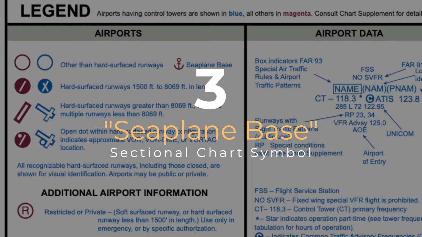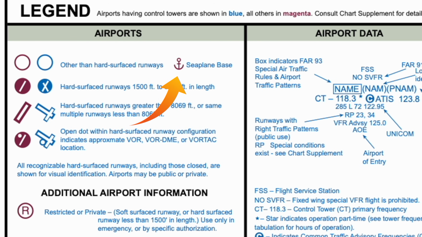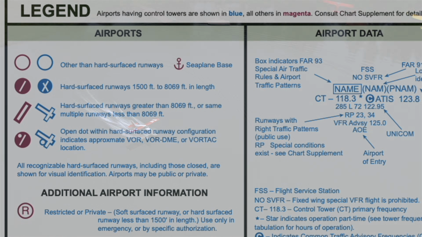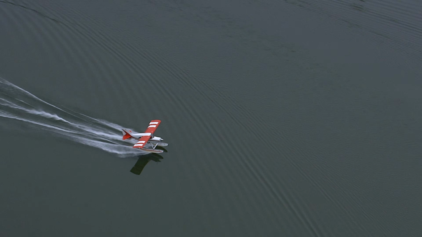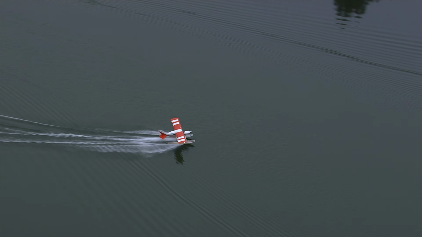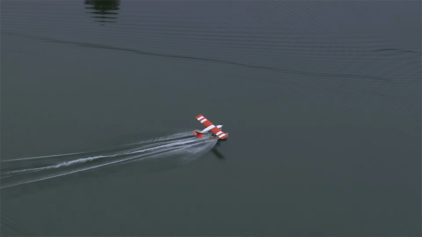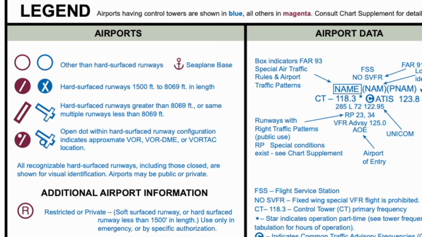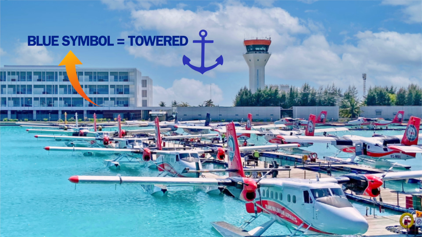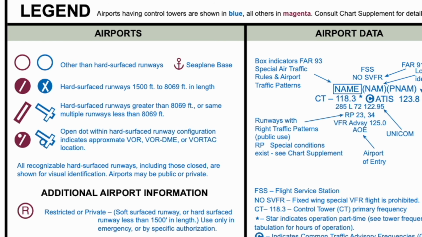Now look just to the right of that and you will see a magenta anchor symbol that says Seaplane Base. Now what exactly does that mean? Well, this symbol represents an airport that is operating in a designated area where an aircraft can take off and land on water. On a sectional chart, the anchor symbol tells pilots that seaplane activities will occur there, and it also indicates that extra caution is needed within this vicinity. Now, because it's a magenta color, what does that tell you? Of course, it indicates that the seaplane base is non-towered.